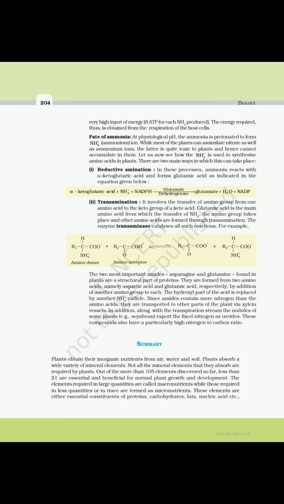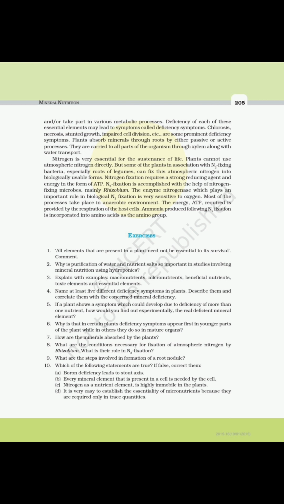These elements are either essential constituents of proteins, carbohydrates, fats, nucleic acid etc. and/or take part in various metabolic processes. Deficiency of each of these essential elements may lead to symptoms called deficiency symptoms. Chlorosis, necrosis, stunted growth, impaired cell division, etc. are some prominent deficiency symptoms. Plants absorb minerals through roots by either passive or active processes. They are carried to all parts of the organism through xylem along with water transport.